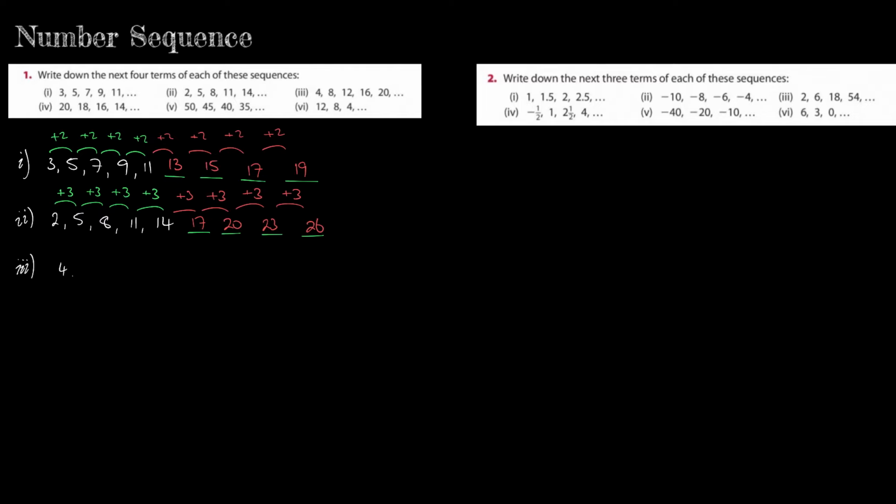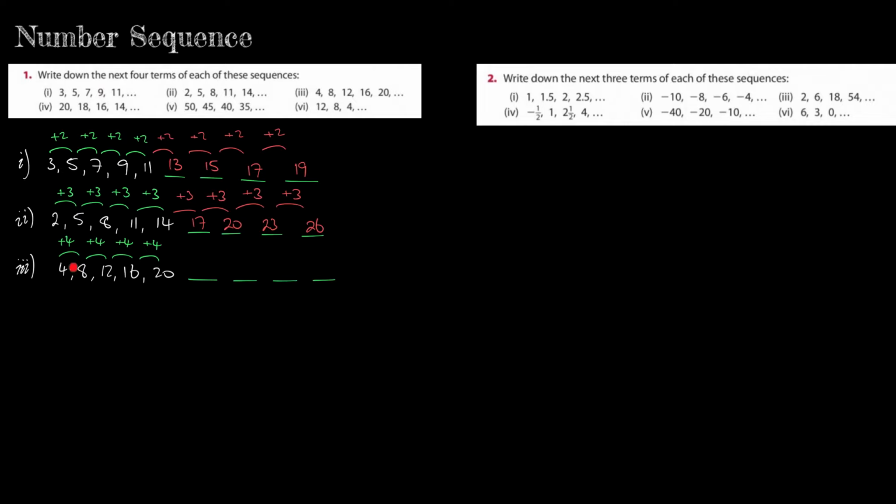So 4, 8, 12, 16, and 20, and they want the next 4 terms. So to go from here to here, we added 4. So to go from here to here, we add 4. To go from here to here, we add 4. And to go from here to here, we add 4. So all I'm doing is getting the difference between these.